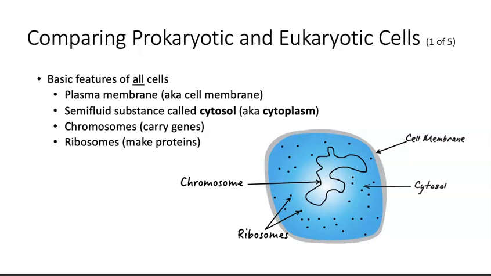So far, all cells have plasma membranes. They all have cytosol, also known as cytoplasm. They have chromosomes. Chromosomes are made of DNA, and they carry the genes. We'll learn a lot about genes in a later chapter, but for now, genes are what keeps you alive, basically. And then all cells have these structures called ribosomes. Ribosomes are the structures that are used to make proteins. So four things that both prokaryotic cells and eukaryotic cells have in common.